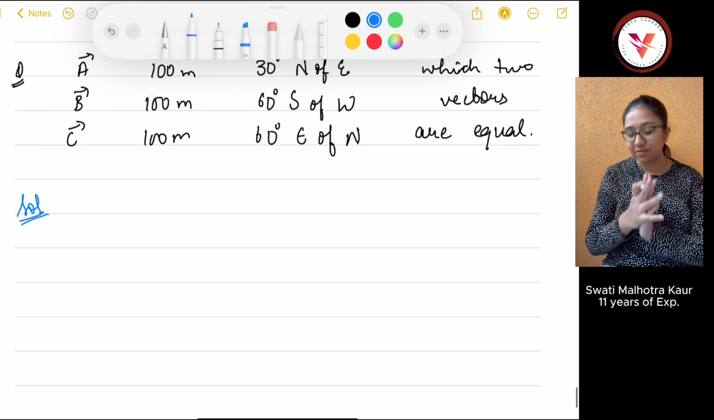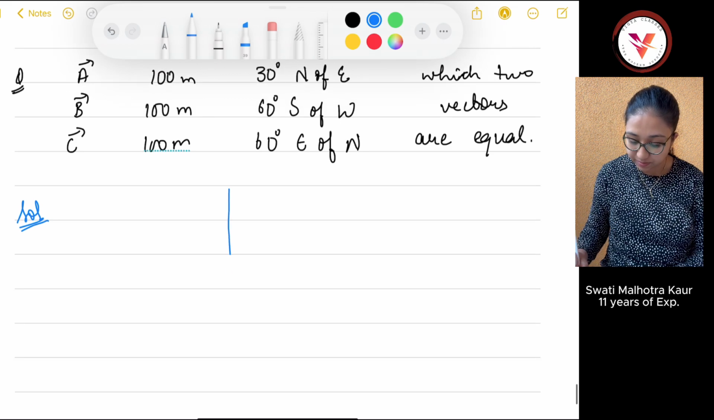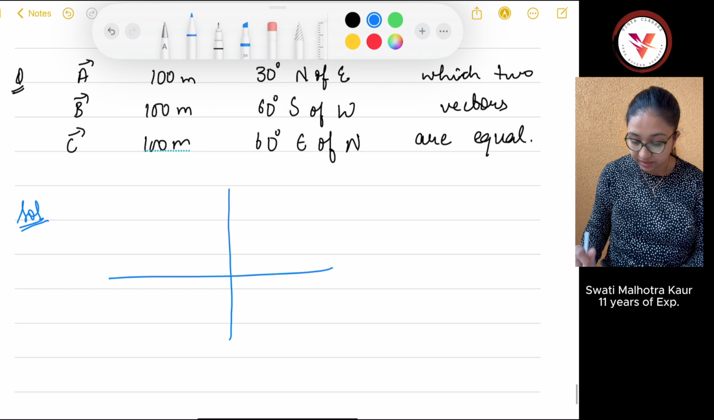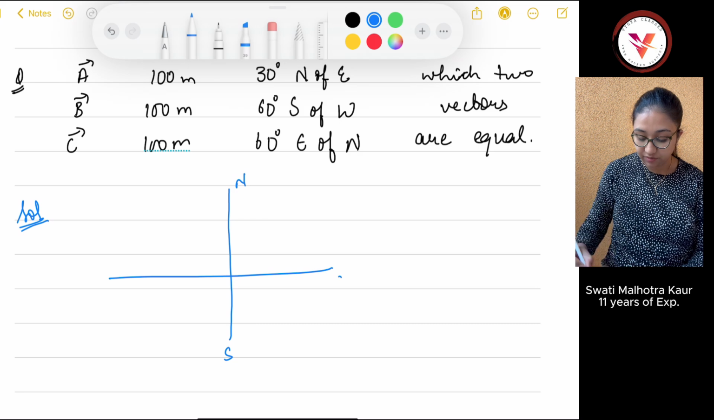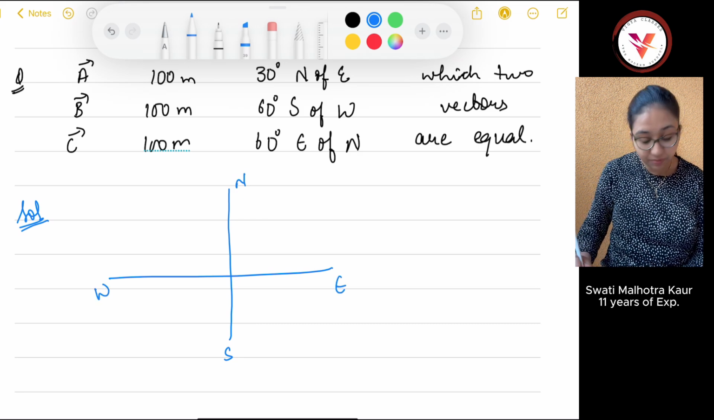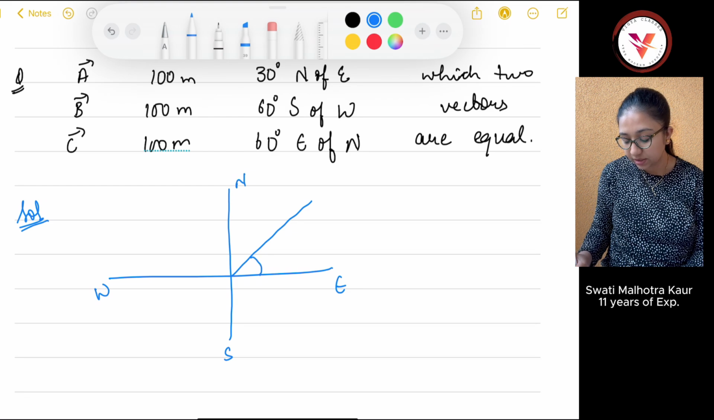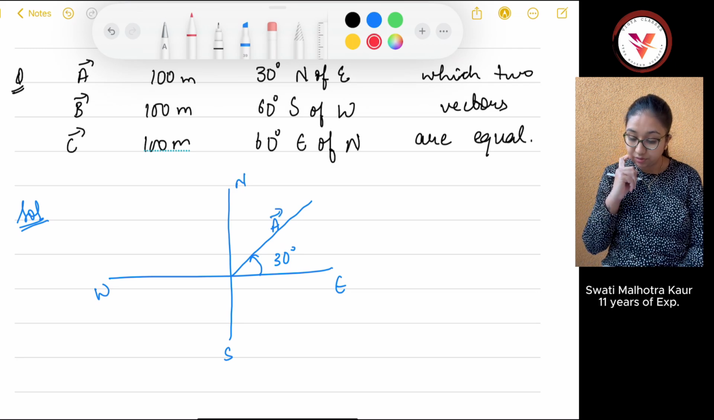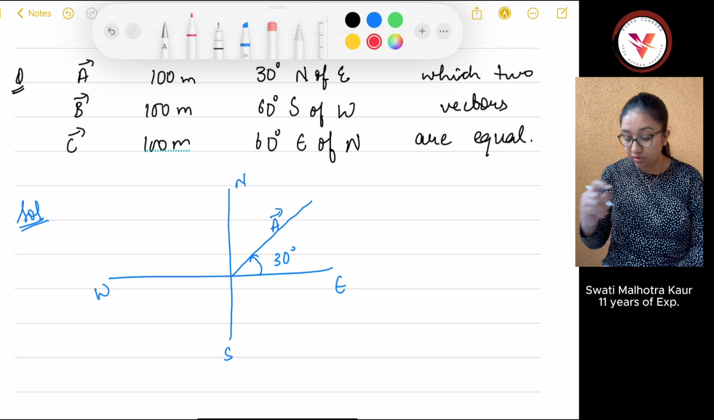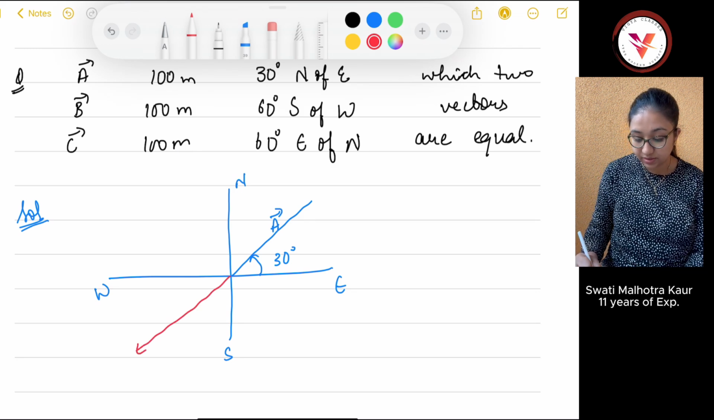but understandable. Okay, so if you say A vector, let's make this plain. If you say A vector, then it is north of east. So this is north, south, east, and west. So north of east, the magnitude is the same, it's 100 meter. North of east, so it is like this, 30 degree. This is your A vector. Now if you have to calculate B vector, it is south of west. So you have to make it here, south of west. So from west to south, it is 60 degree.